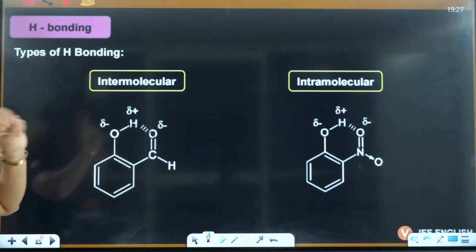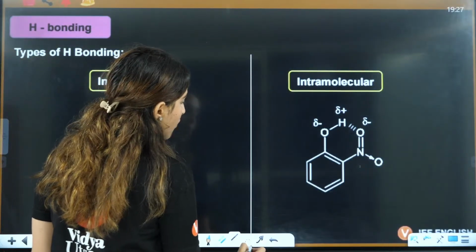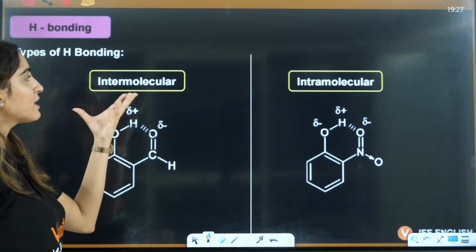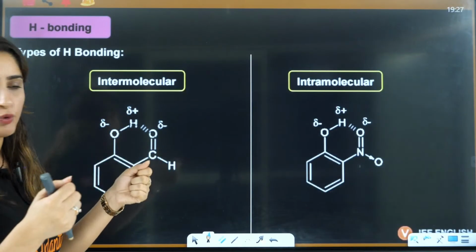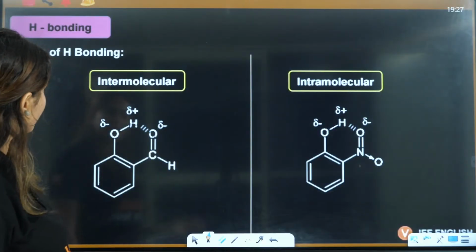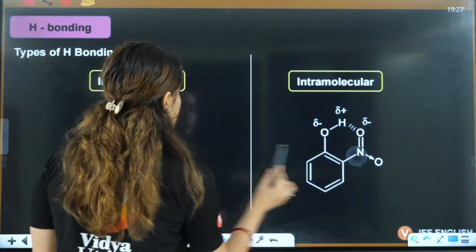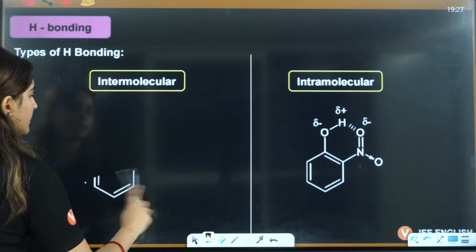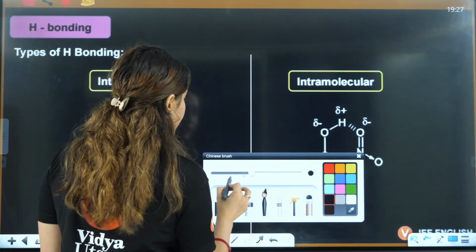Now there are two types of hydrogen bonding, and this is very famous. First is intermolecular. Intermolecular means between two molecules, right? So wait a minute, same diagram, no, that is wrong. Wait a minute, let me just show you that. What is intermolecular and what is intramolecular.